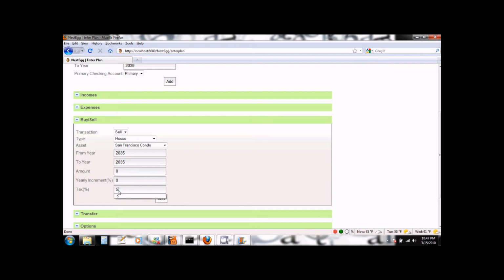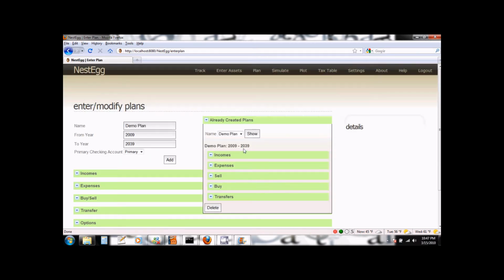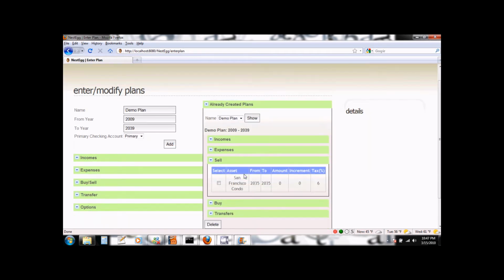So let us say there is a 6% sales price on selling condos in San Francisco, and I click on add, and again we can confirm in our plan. We go under sell, and we see that we are going to sell the San Francisco condo from the year 2035, and all the other numbers are 0, because this will be sold at market price and the tax is 6%.